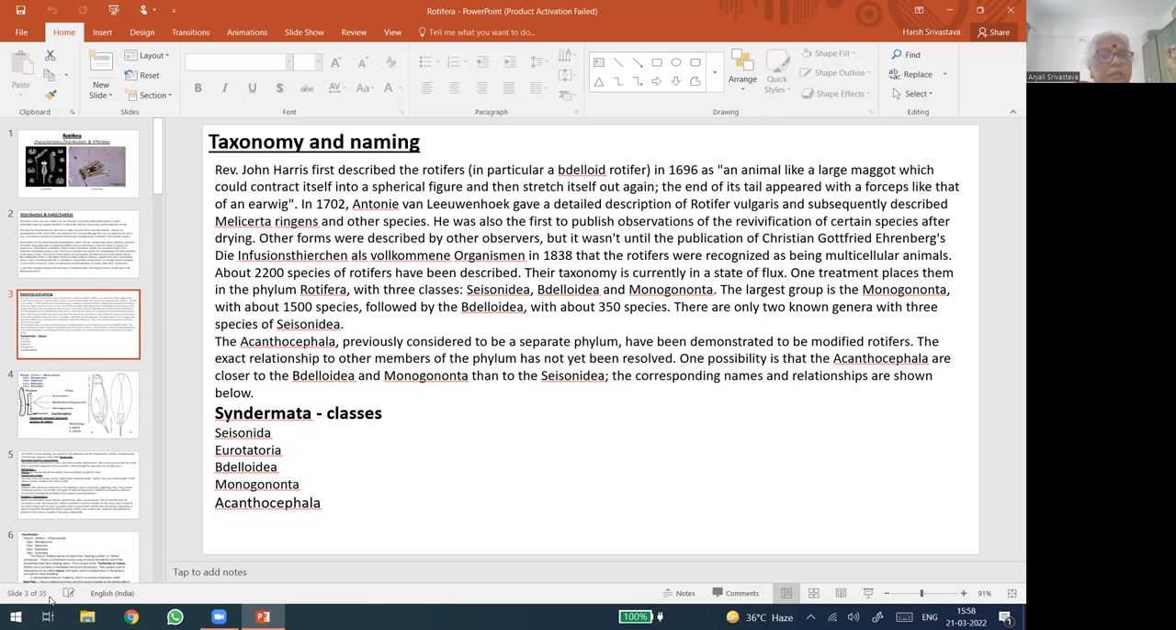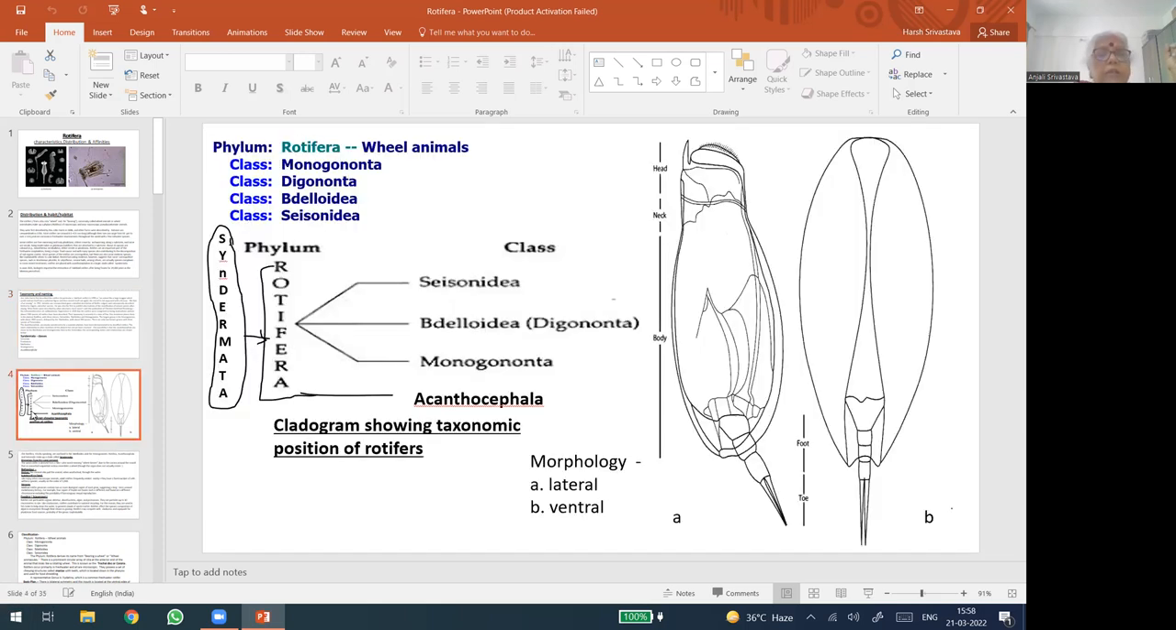This is the classification according to the latest identification, and this is the cladogram created showing it. This is the Rotifera, and this is the Acanthocephala according to one classification. There are five classes, and these together form the Syndermata. And this Acanthocephala, which was previously considered, and still by other workers is being considered, a separate minor phylum.